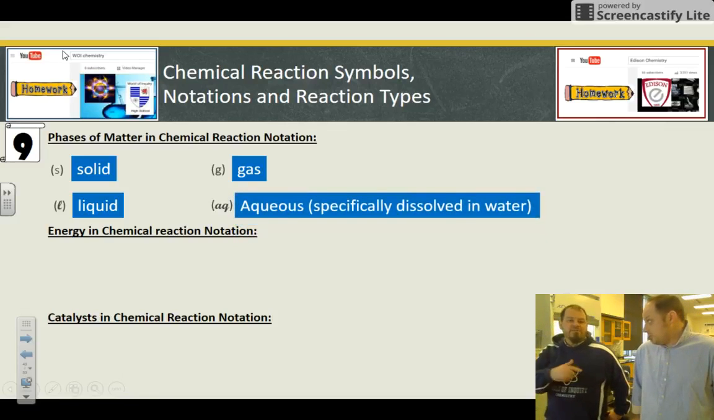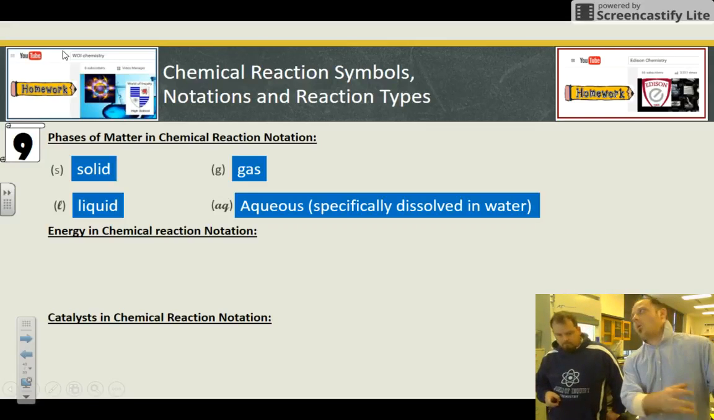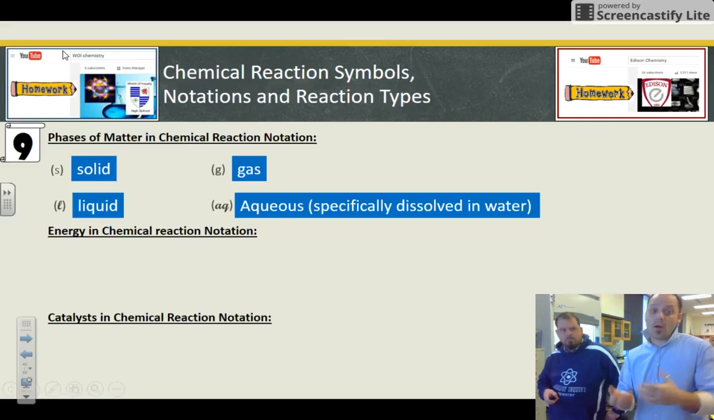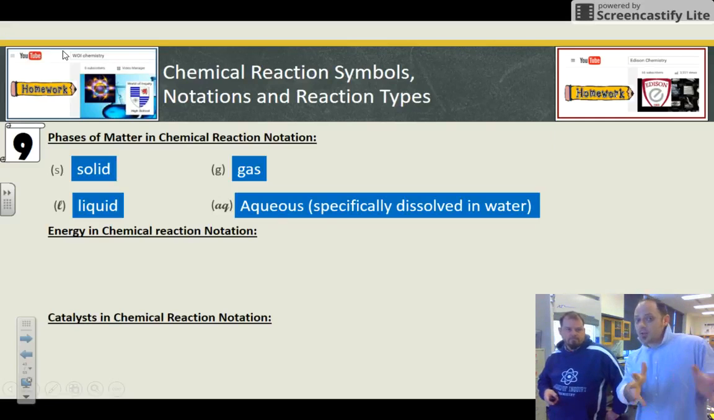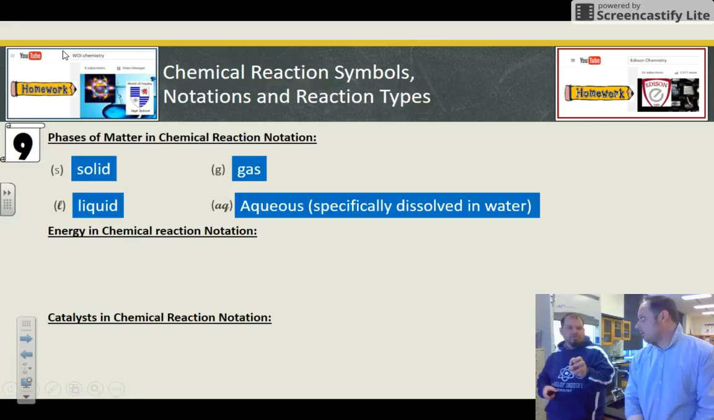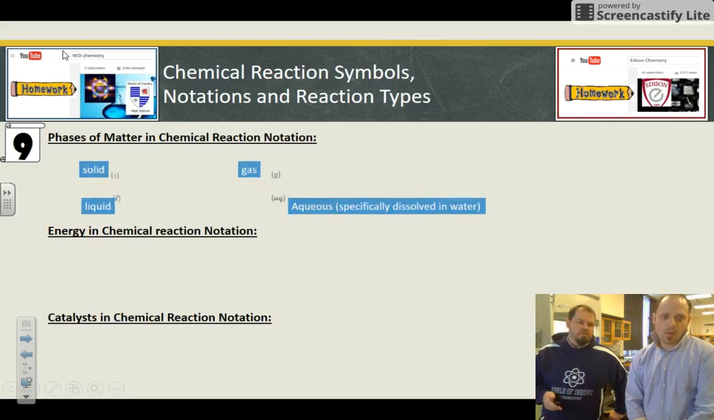AQ is the one we will see the most. Aqueous. Specifically dissolved in water. So what it means is that material, whatever it was and however many moles of it were there, are dissolved in water, as opposed to being a solid or a liquid or a gas. Correct. So it's different than the parentheses for liquid. Polyatomic ions too. But these are also subscript style, so these are done small. You'll see them, they're real little, and they're always at the very end of each molecule. Correct. So we're good there.